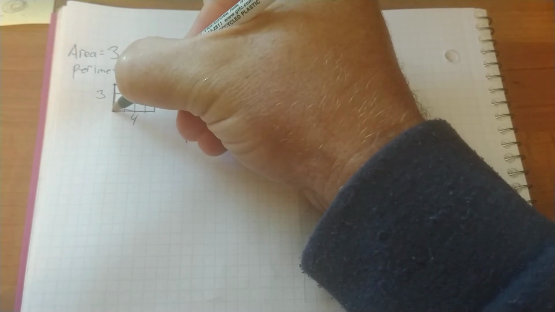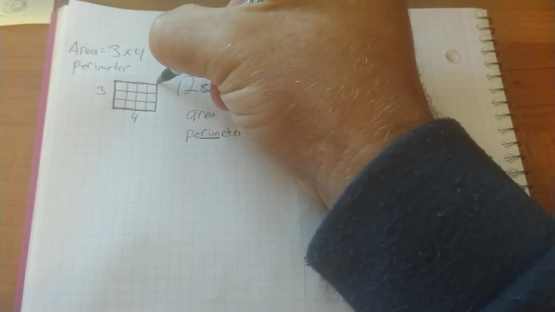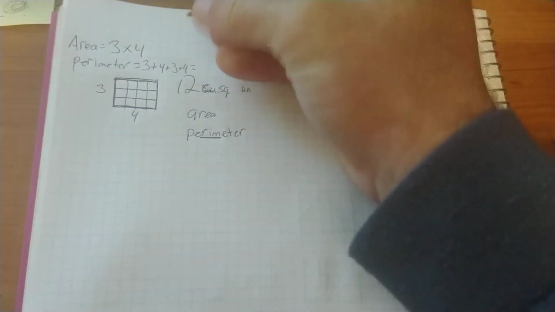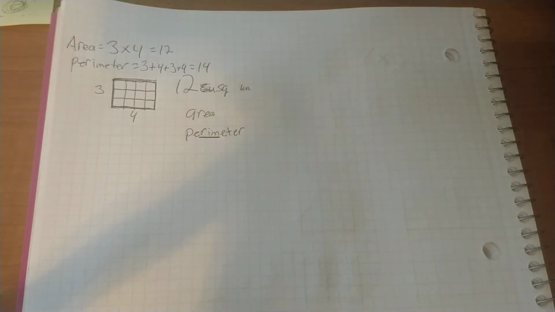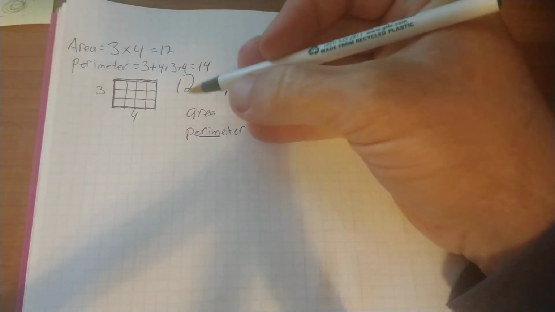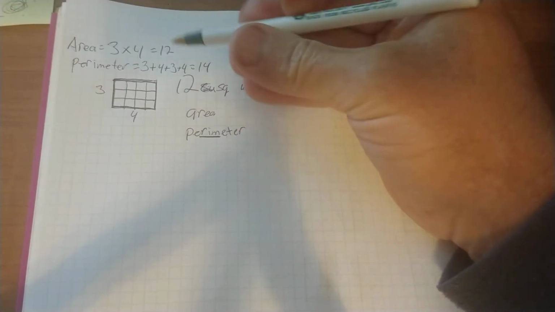So for area, I'm going to do 3 times 4. For perimeter, I'm going to do 3 plus 4 plus 3 plus 4, because I'm going to walk around the rim of the shape. And that's going to equal 14, whereas our area equaled 12. Okay, so that's where kids mess it up. I say, tell me the area, and they give me the perimeter. And sometimes I ask them to give me the perimeter, and they give me the area. All you have to remember is the rim in perimeter. Walk around the rim, tell me how far you walked.